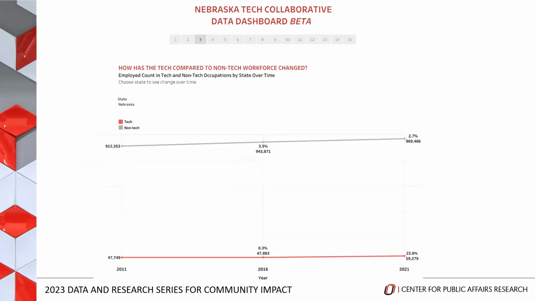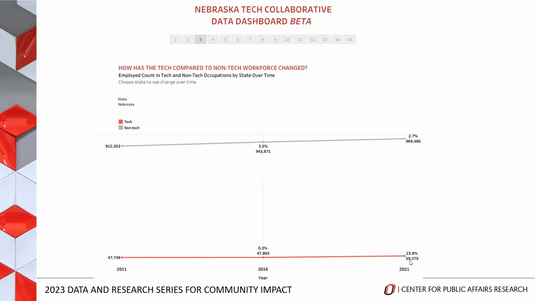This is from the Nebraska Tech Collaborative Data Dashboard, where we compared the number of people that work in non-tech occupations to the number of people that work in tech occupations. But what I've done is built in some really easy analysis, like all of us are able to do this. It's the percent change. Obviously, I can't do a percent change because I didn't go for this 2011 time period because I didn't do the time period before, but you'll see the non-tech workforce has grown over time. The tech workforce has really grown significantly since 2016 to 2021.